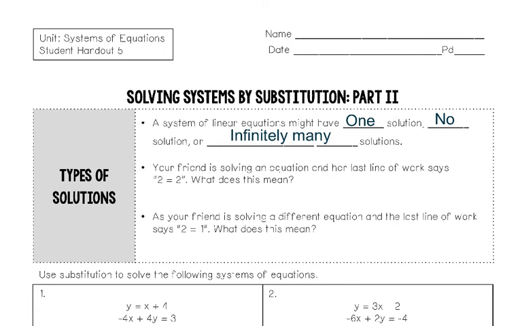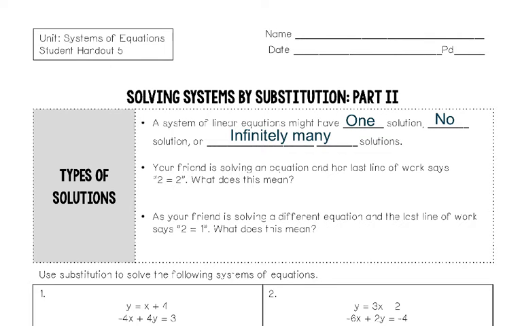So as you know, a system of equations is two or more lines in a coordinate plane, and we're looking at them at the same time. A system has a solution at the point where they intersect. So you should already know that a system of linear equations might have one solution if they intersect at one point, no solution if the lines are parallel, and infinitely many solutions if the lines are on top of each other. So here we go with substitution.